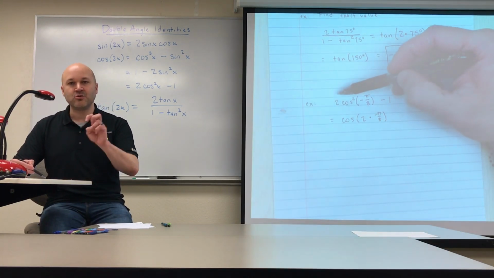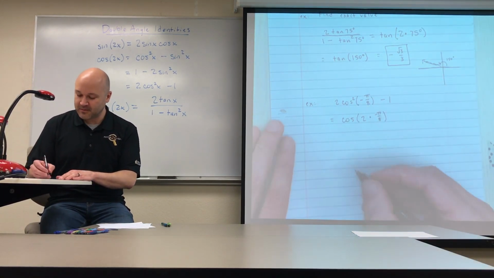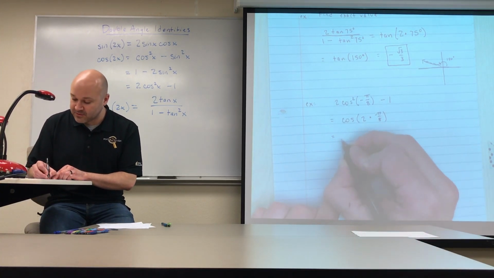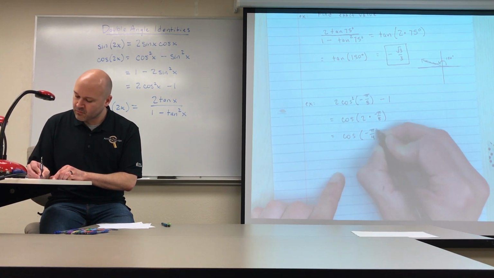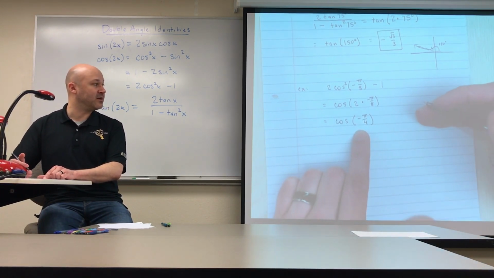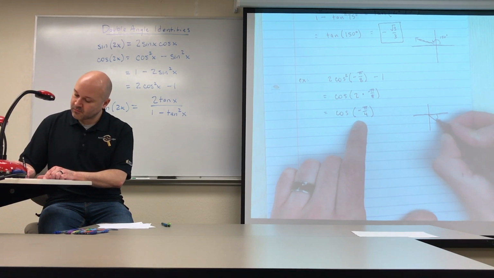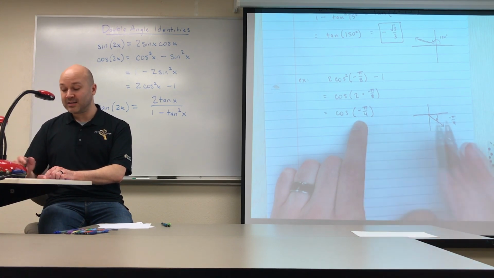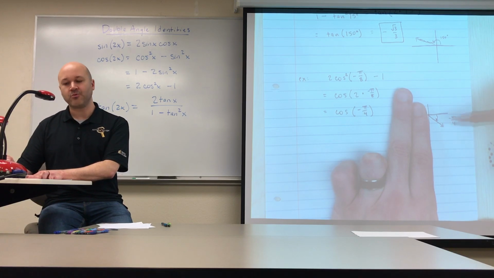Notice that the 2 on the outside goes away, and the minus 1 is no longer there. This is just the cosine double angle. I can double negative pi eighths, and that becomes negative pi fourths after the reduction. On the unit circle, this is negative 45 degrees. And there I know the cosine should be positive, because my x values are positive in quadrants 1 and 4, and that's root 2 over 2.